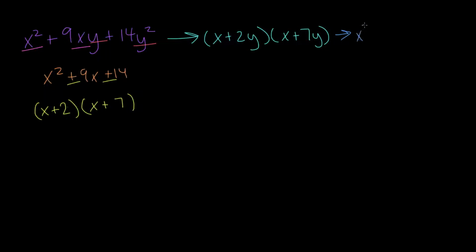x times x gives us x squared. x times 7y gives us 7xy. 2y times x gives us 2xy. And 2y times 7y gives us plus 14y squared. If you simplify this, you're going to get x squared plus 9xy plus 14y squared, and that is the same thing as this. So pretty simple. All you do is factor as if it's a normal polynomial and tag the y on at the end. So let's do a few more of these.